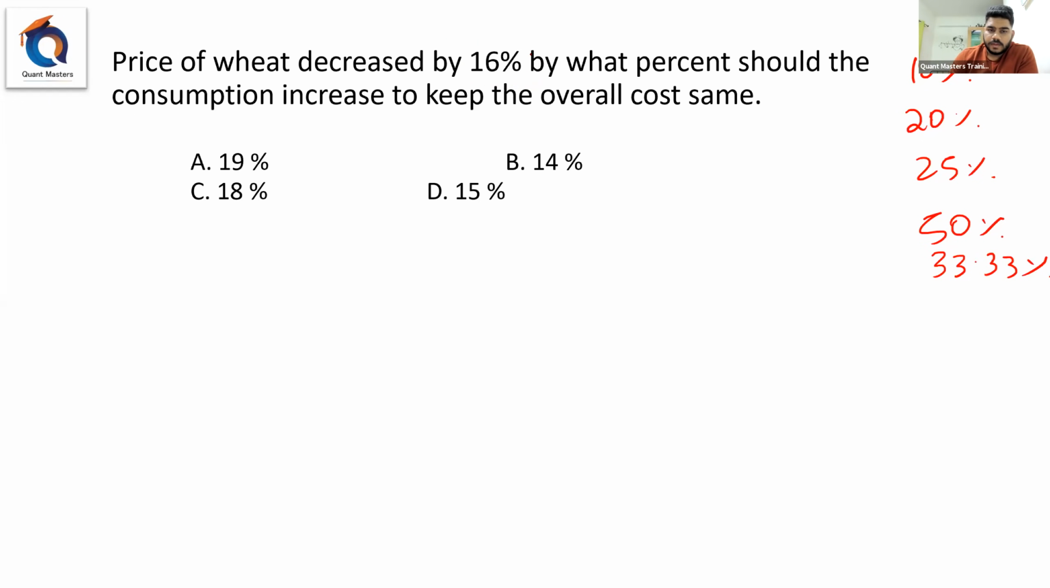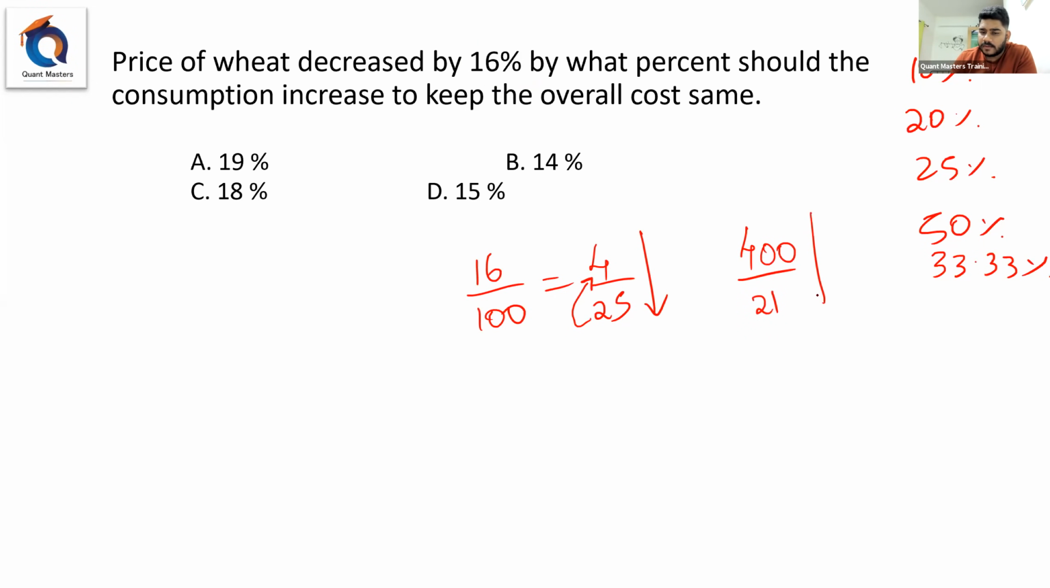Okay, now same type, same concept. 16% decrease. 16% is nothing but 16 by 100. 16 by 100 is nothing but 4 by 25. Decrease means decrease the denominator. So this becomes 4 by, decrease by what, sir? The value in the numerator. So 25 minus 4 is 21. So answer is 400 by 21 increase. What is 400 by 21? 21 ones are 21, 21 twenties is 420. So if it is 400, it will be approximately 19%. Do we have this option? Yes, option A. That's all.